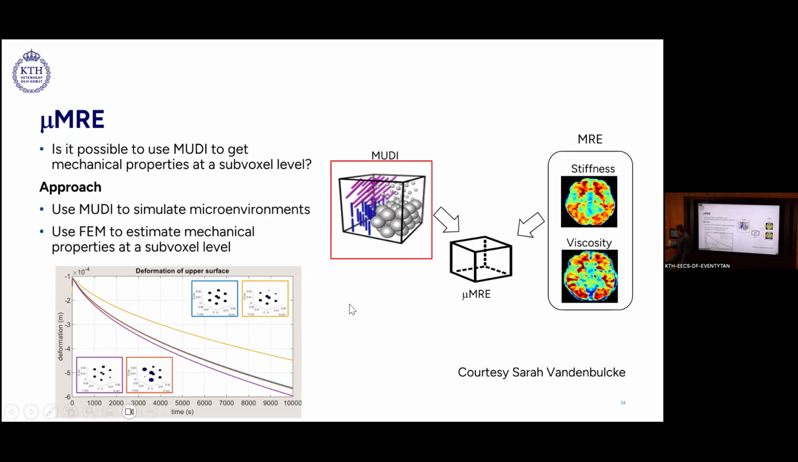And so for that, what we are now doing is that with these Moody parameters, you can simulate different random situations in the voxel and then do some mechanical simulations with FEM and see if you can get something that can be describing what is happening inside the voxel. So this is very preliminary, so we don't really have so many results so far, but that's the idea. Get subvoxel mechanics.